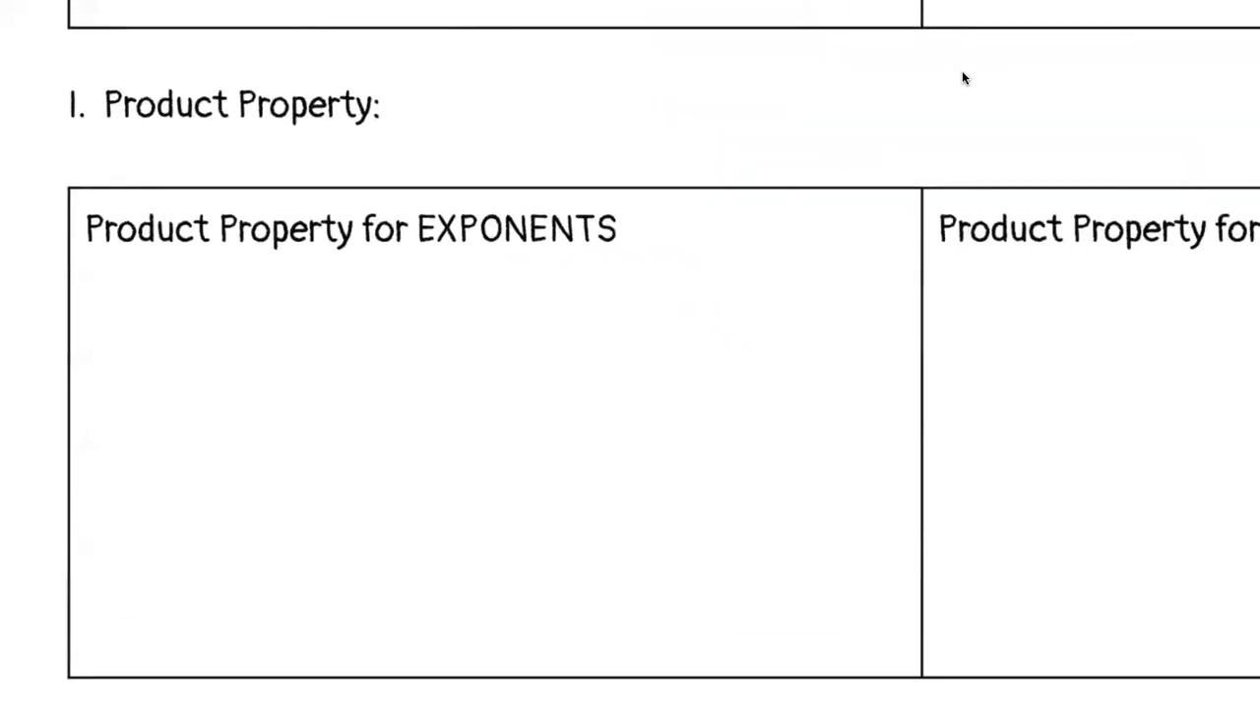So here's what I mean by product property for exponents. Let's say you had x cubed and you multiplied it by x squared. What do you get? X to the power of 5. And how did you get 5? Where did that come from?